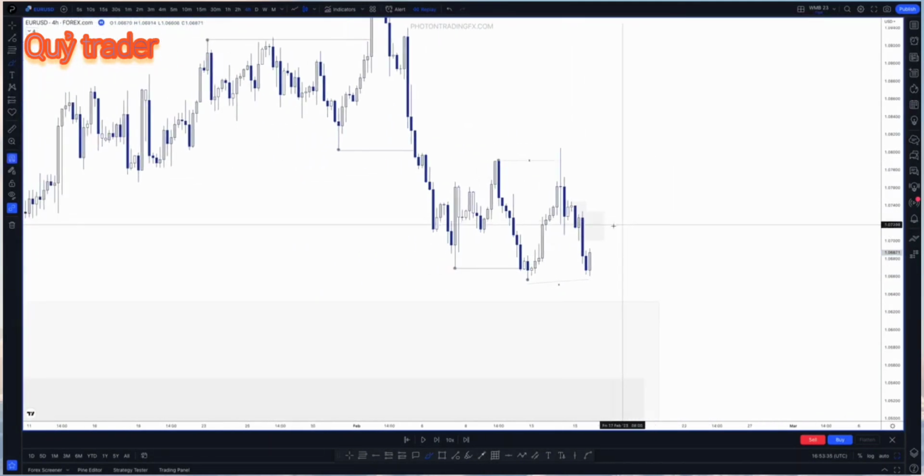So on paper, maybe it doesn't sound like the best 4-hour POI in the world. Like I said, doesn't sweep, doesn't have inducement, but it's because of the higher time frame story, the 4-hour story here, right? We have room to target down to daily demand.